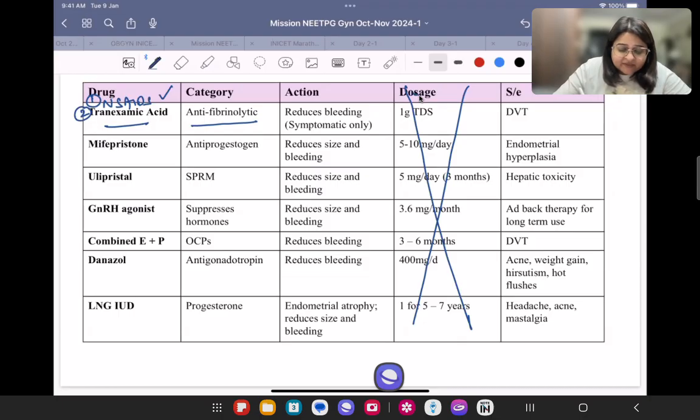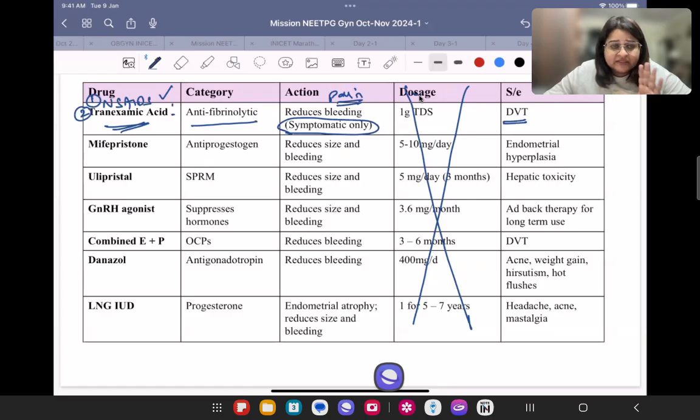Okay? In NSAIDs, yes, mefenamic acid is one of the better ones which we use, and we can combine it with tranexamic acid. Both NSAIDs and tranexamic acid will be symptomatic only. They will reduce the pain. NSAIDs will reduce the pain and they will reduce the bleeding, but they are symptomatic. Okay? With tranexamic acid, there is a slightly higher risk of DVT.